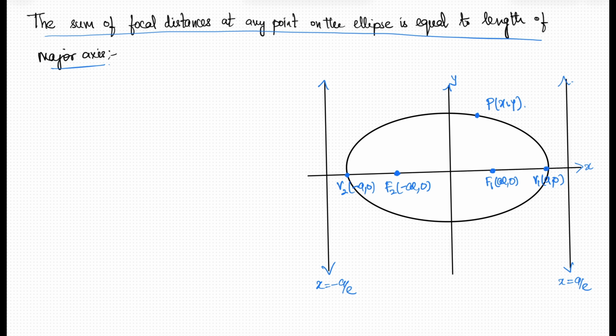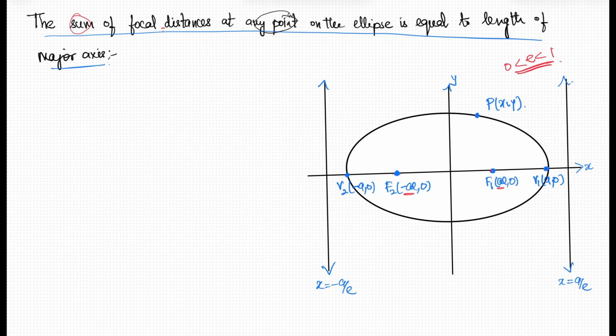Given that sum of focal distances, there are two foci points on the ellipse, that is F1 and F2, and they are located at the points ae and minus ae, where e is the eccentricity of the ellipse, and the eccentricity lies between 0 and 1 for an ellipse. That is something which we already know. At any point on the ellipse.